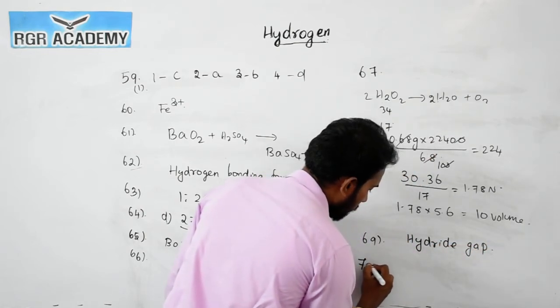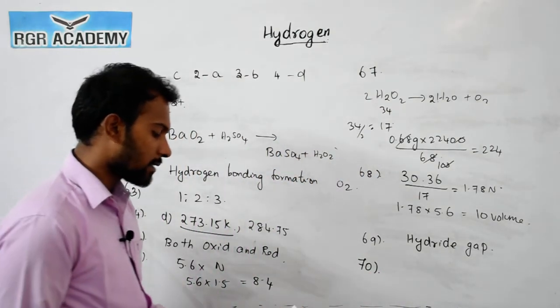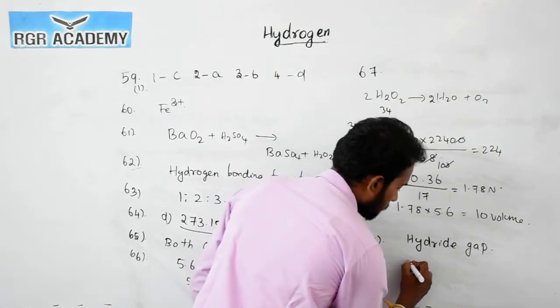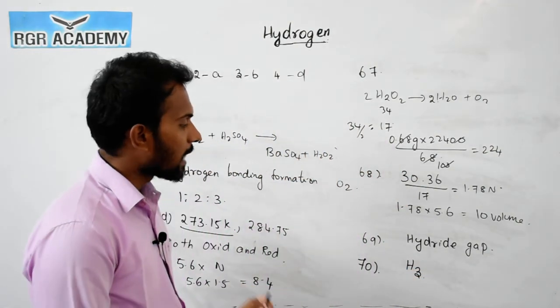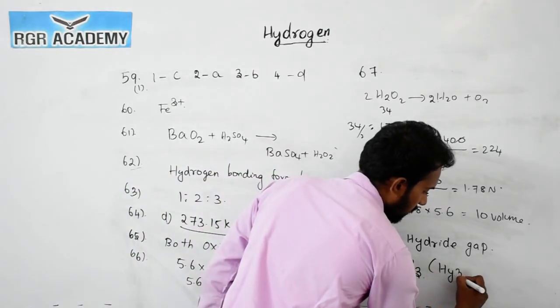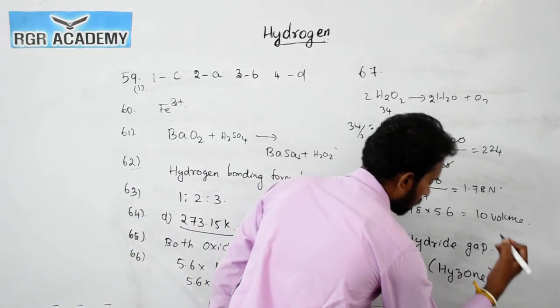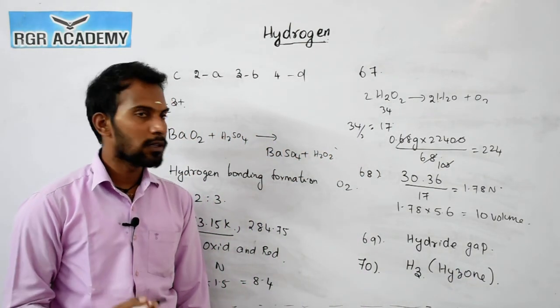Now the question number 70. The triatomic molecule of hydrogen, H3, is called Hyzone. So the name is Hyzone. Now question numbers 71 to 90 we'll discuss in part 2.